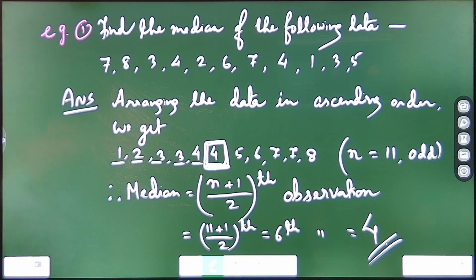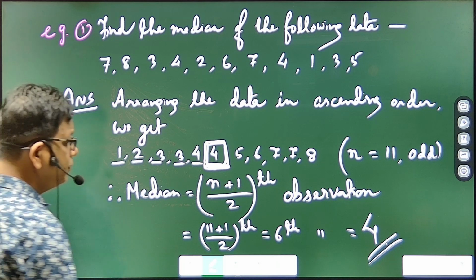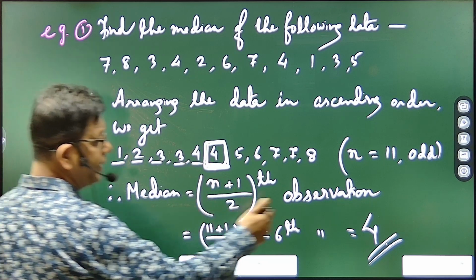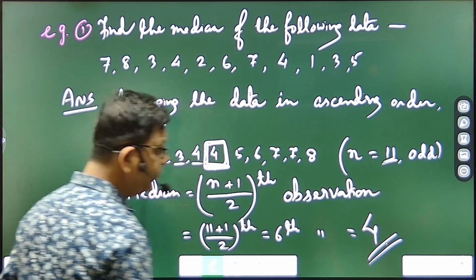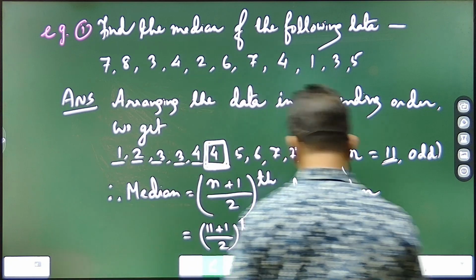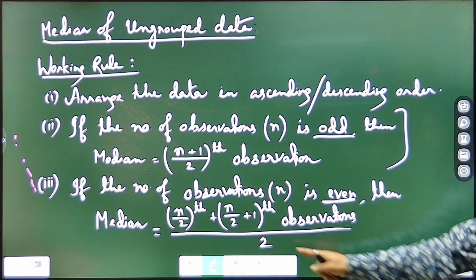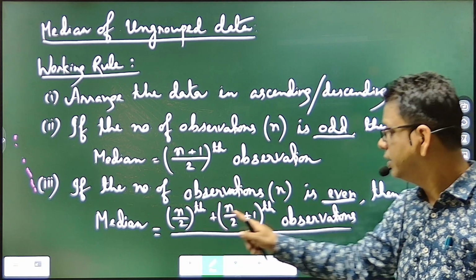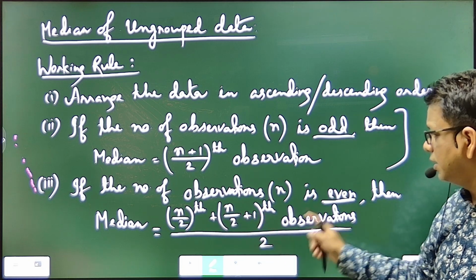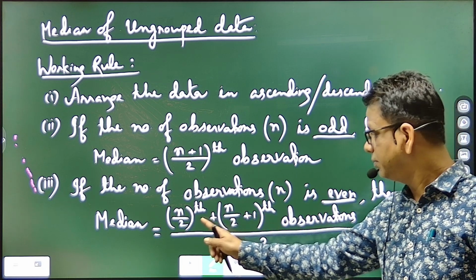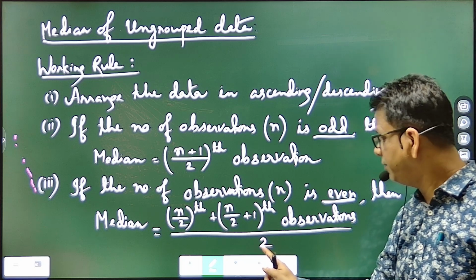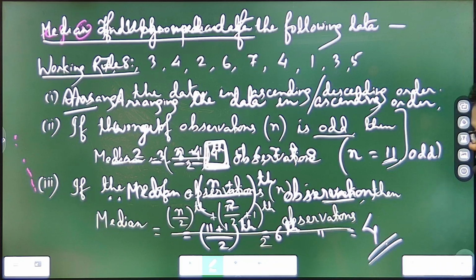Is it okay? Now the next one you will try yourself. I am going to show you an example that might come up in the even case. So I'm just showing the formula for what to do. For even you will go by this: n by 2 and n by 2 plus 1, take the sum of those two numbers, then divide by 2. Okay, try one example.